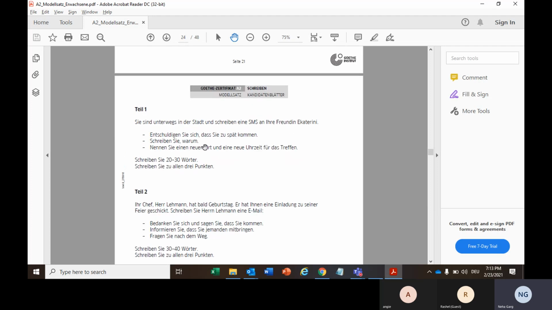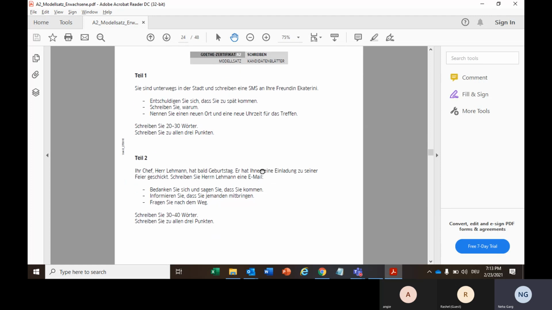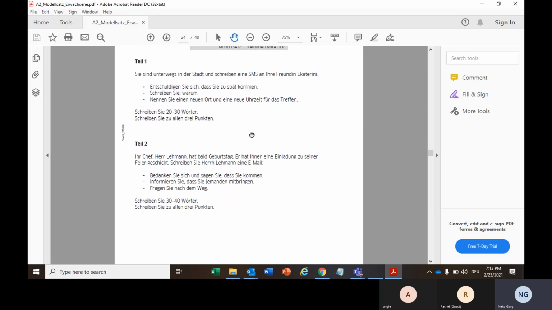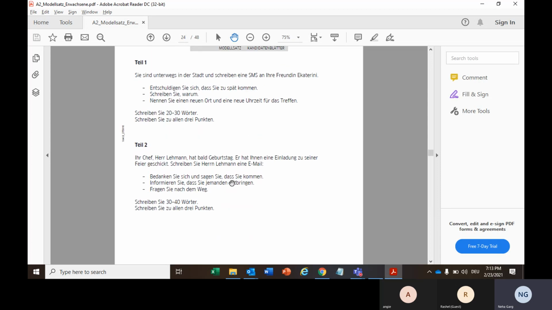Since you're writing an SMS, it could be very quick and small, not too many details, which is why it's like 20-30 words. But when you're writing an email, it should be as explanatory as possible, as we've discussed previously.